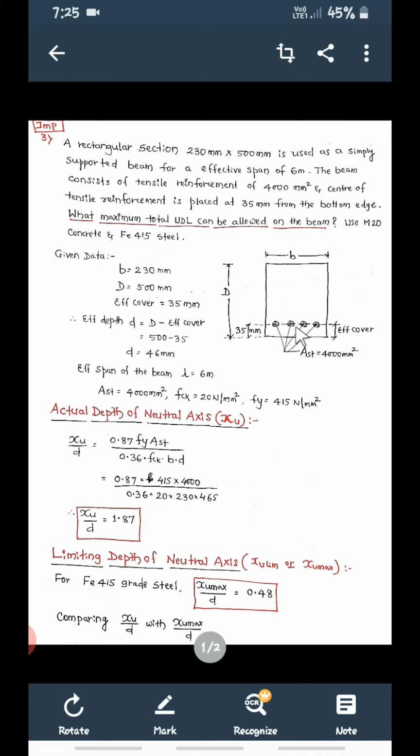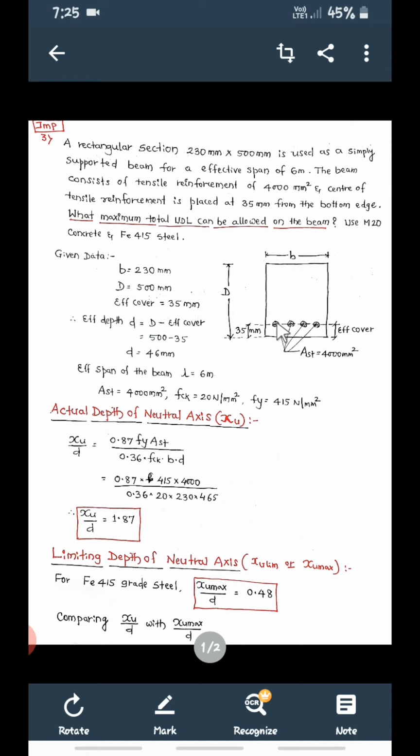So as usual, we are going to draw the cross section of the beam, that is width of beam B, then overall depth. Now see, this 500 mm is the overall depth, capital D, from the top to the bottom. Now we need to find out the small d, the effective depth, that is from top to the center of reinforcement.